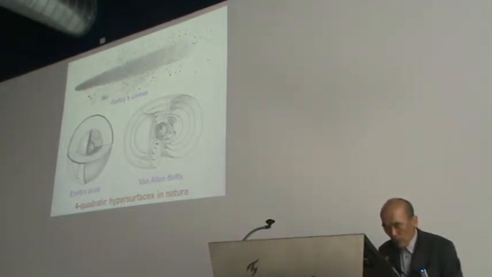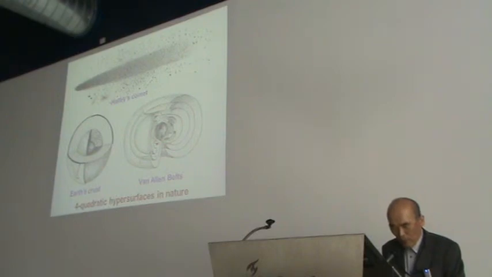This slide, the example in nature: top, Halley's comet, showing a four-dimensional elliptic paraboloid. Bottom left, the Earth's inside crust, showing a hypersphere whose sections are three-dimensional spheres, and on the right, the iron belt surrounding the outside of the Earth, showing a hypersphere whose sections are two-dimensional circles.